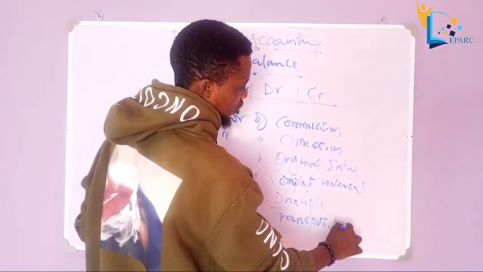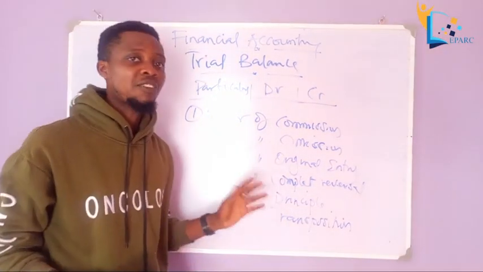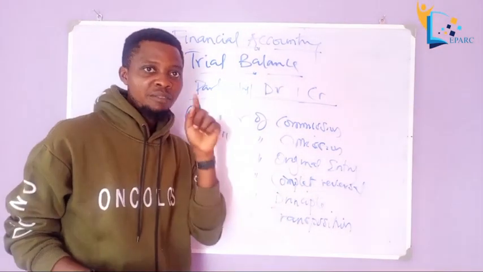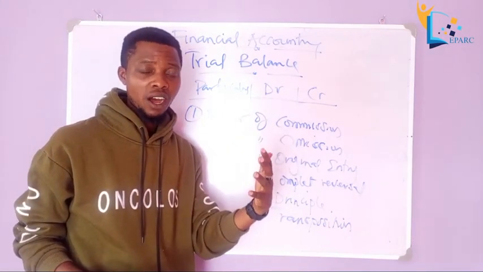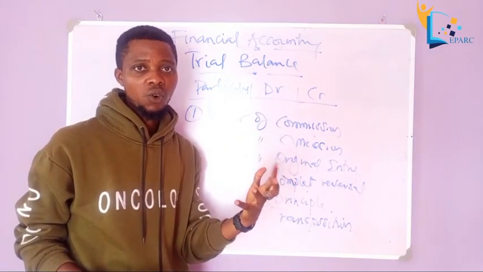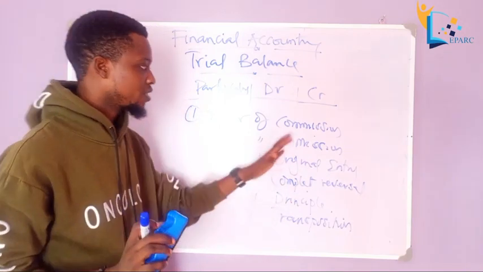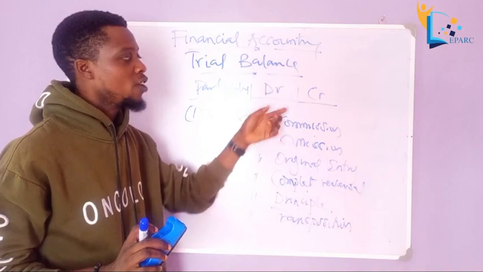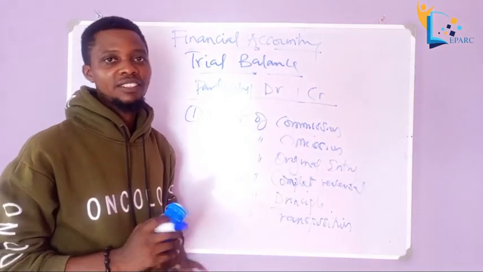Okay, transposition error. So these are errors that may not affect the trial balance, but they must have been committed in the ledgers or during posting of our entries. Now, that's that about trial balance. So these errors will not affect the trial balance. Your trial balance can still balance, and these errors will be committed.